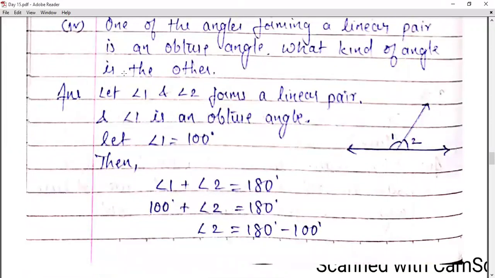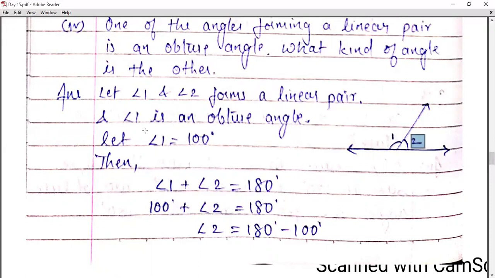Fourth part is, one of the angles forming a linear pair is an obtuse angle. So again, angle 1 plus angle 2 are forming a linear pair. And one of them, let angle 1 is obtuse. What kind of angle is the other? So we need to find what kind of angle is angle 2.